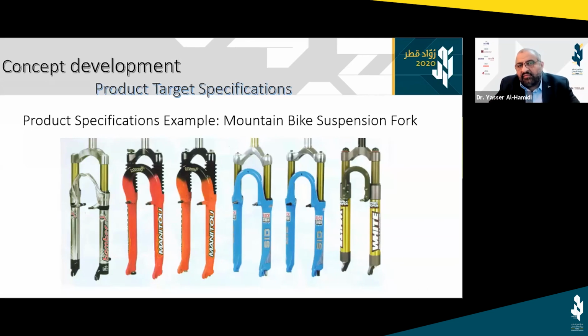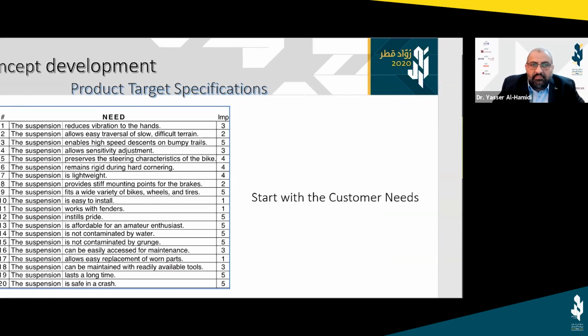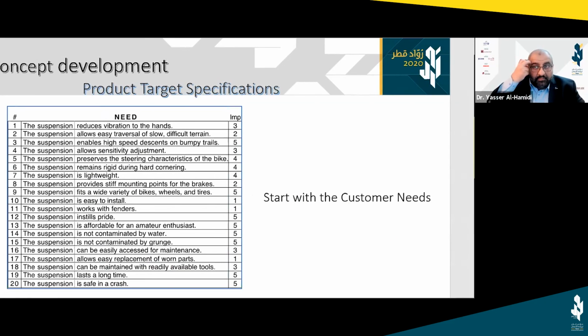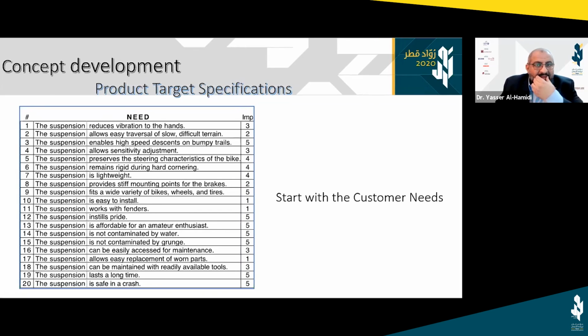Let's assume we have a startup company which would like to develop a bike suspension fork. As you can see here, as we explained, you have to start with customer needs. And these are the need statements, written in a very good way as per the guidelines which I just explained, with their ranking and importance.